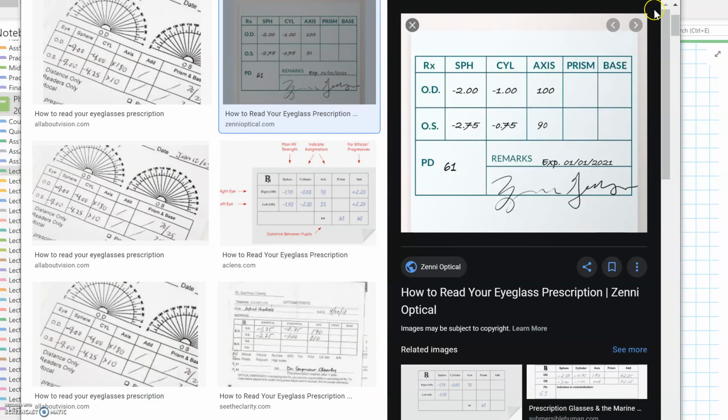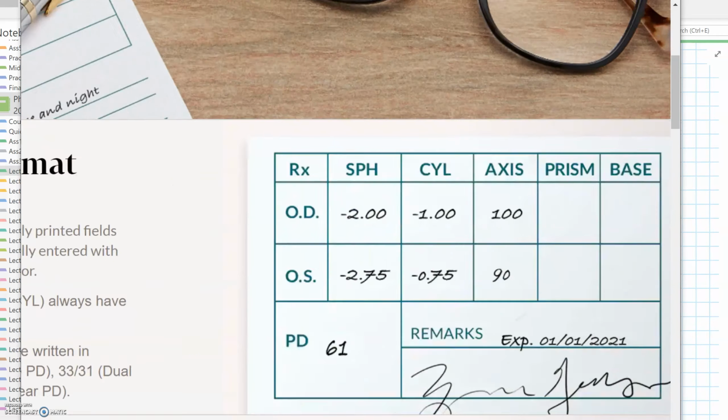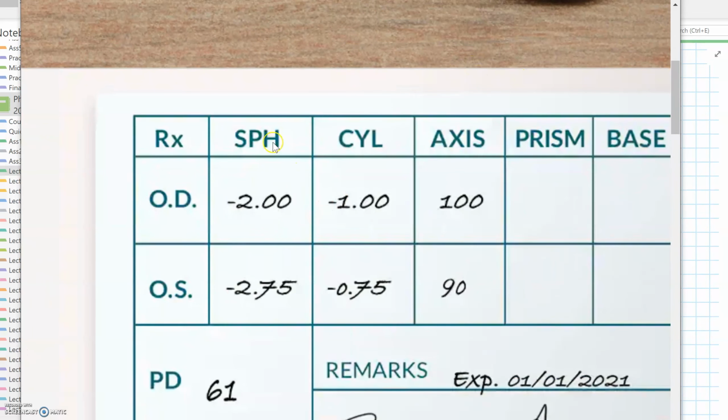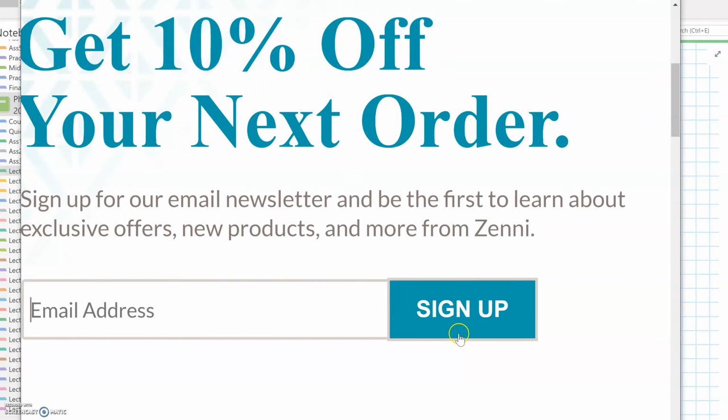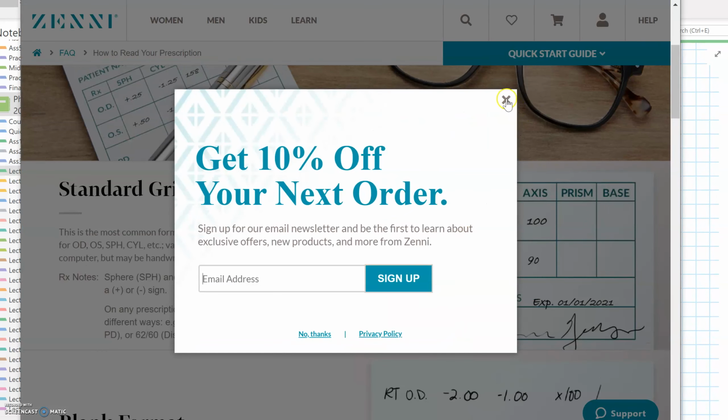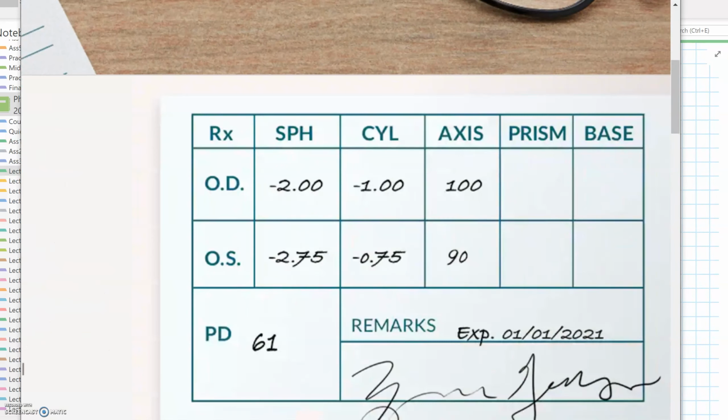Is this the same? John Smith. That's a better pun this time. Okay, so here we have our dioptric strengths of 2 diopters and 2.75 diopters, and I do not want 10% off my next order. Sorry about that.